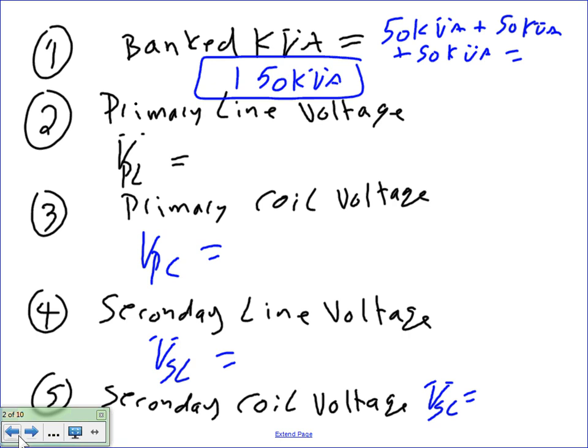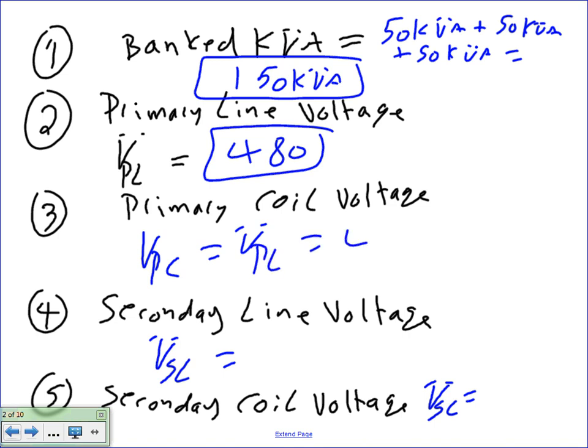Okay, so let's go, guys, for primary line voltage. What's the primary line voltage? That was a piece of cake, that was 480 volts, okay? Primary coil voltage, it's a delta. So what do you guys think? V primary coil equals V primary line, and also equals 480 volts. Piece of cake. I'm moving quick through these because it's easy.